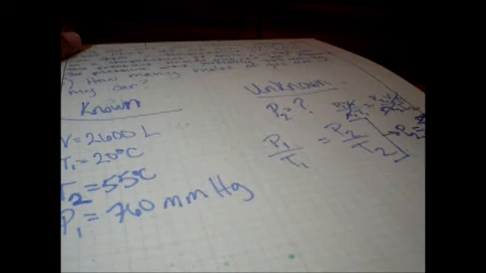So we know we're looking for P2, so we can rearrange this equation, Gay-Lussac's law, so that we isolate the variable, get P2 by itself. We'll do that by multiplying both sides by T2, and we end up with P2 equals P1 T2 over T1. That's really messy. I'm going to rewrite that. P2 equals P1 T2 over T1. Sorry. Okay. So now we have our equation.